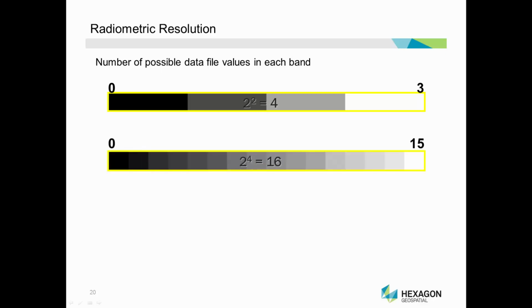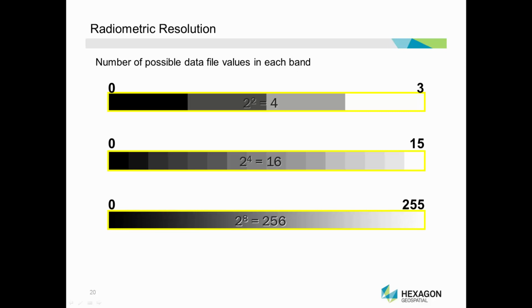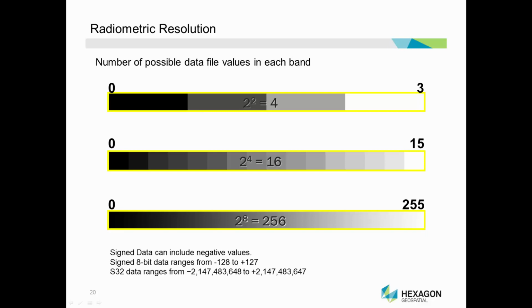If we increase the bit value to 4, we can calculate 2 to the 4th power equals 16, resulting in a data range of 0 to 15. 8-bit imagery has 2 to the 8th power, or 256 values, resulting in a range of 0 to 255. The number of values increases as the bit range is increased. There is also a difference between signed and unsigned data. Both have the same number of total values, but signed data will have both positive and negative values, while unsigned data will have only positive values.